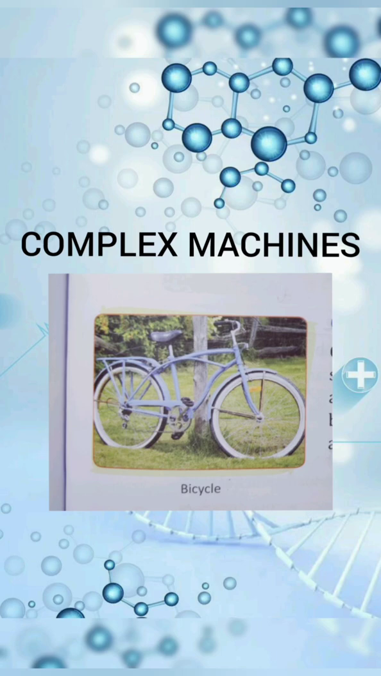Now the last topic of the chapter, complex machines. What are complex machines? They are a combination of one or more simple machines that work together, like whenever a lever and a wheel and axle are combined to form a cart. Also, a bicycle combines the use of two wheels and axles is also known as complex machine. So the chapter is over.